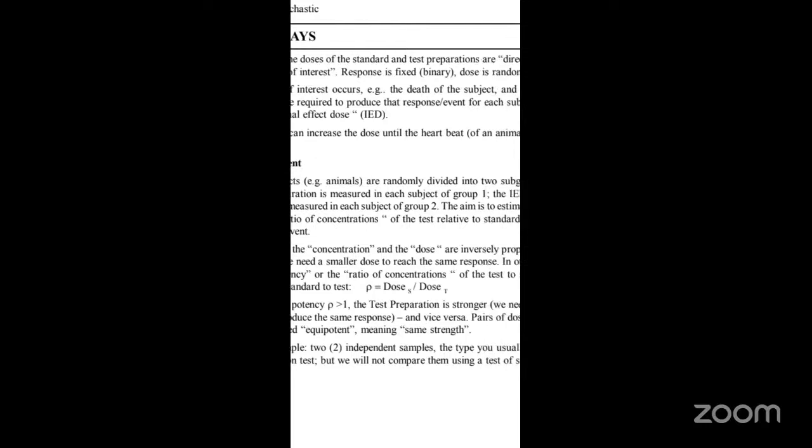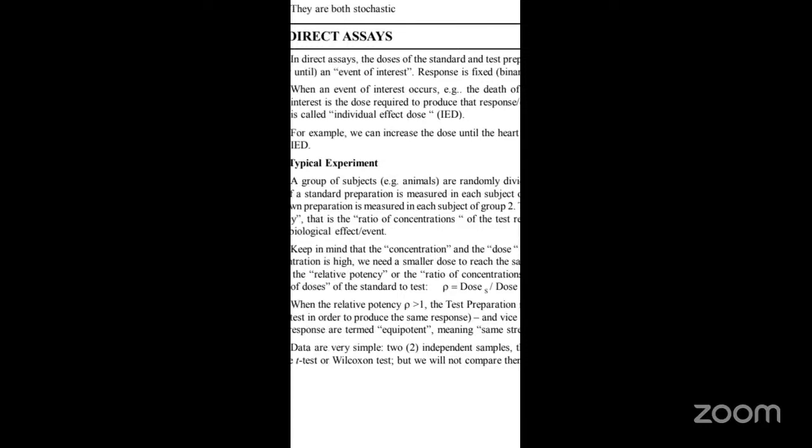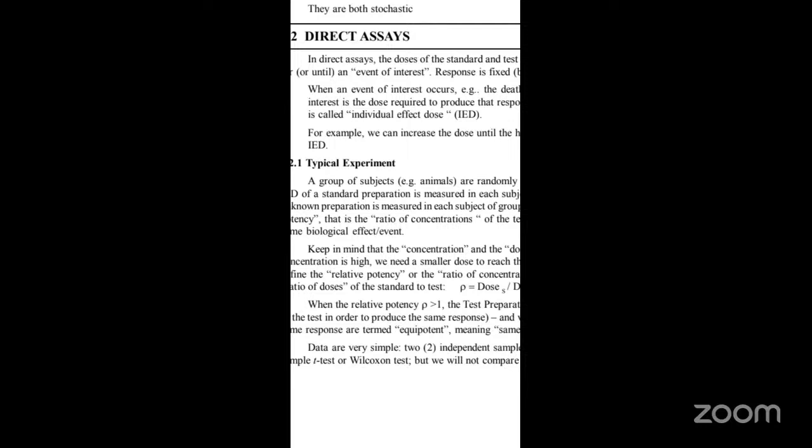So pairs of doses that give the same response are termed equipotent, meaning same strength. Simply, we can take group one and group two: one is a known group, one is an unknown group. We are giving the dose to each group. With a small dose there may be some effect; as the dose increases, there is some effect. So we need to calculate the ratio. If that value is greater than 1, you give the conclusion, the inference, that it is stronger. And also we can find the equipotent doses of those groups.